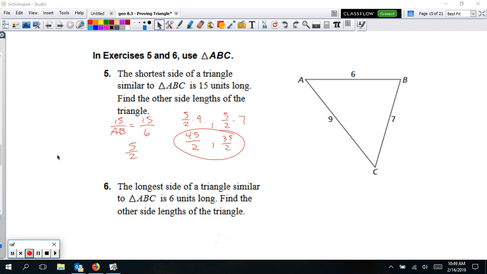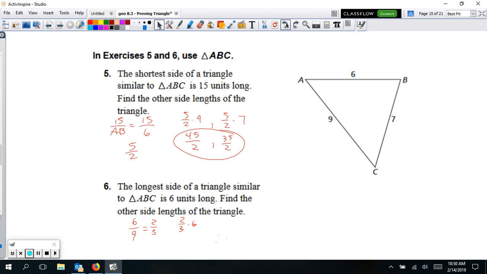Then number 6 says the longest side of a triangle similar to ABC is 6 units long. Find the other side lengths of the triangle. So now we're told the longest one. We're going to do the same kind of thing, but now using the longest side, which would be 9 on this one here. So we'll start off with 6 over 9. 6, the longest one of the triangle we're looking for, is on top, and then 9 on the bottom. Let's reduce this 6/9 by 3, make that into 2/3, so there's our scale factor here.